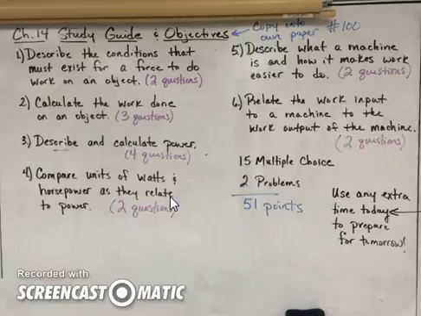So the 4th objective is to compare the units of watts and horsepower. You should remember that 1 horsepower is approximately 746 watts, or in other words, about 750 watts. You should also know how to convert a given number of watts into horsepower. Just for example, if I said 10,000 watts, how many horsepower is that? You would take that 10,000 watts and divide it by the 746, or in other words, about 750, to get the number of horsepower that would be.